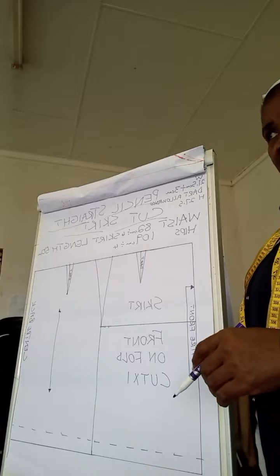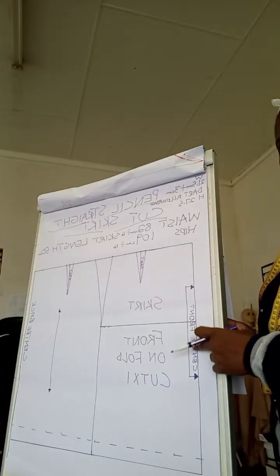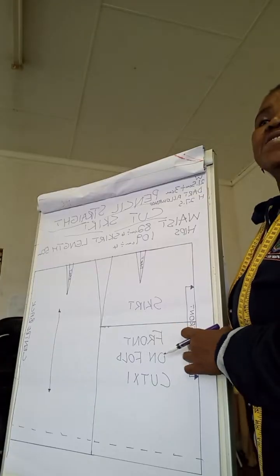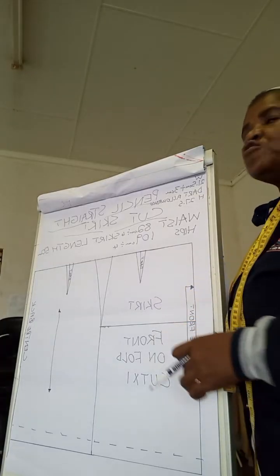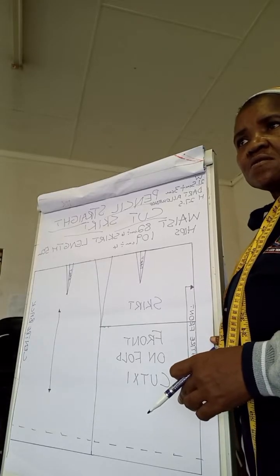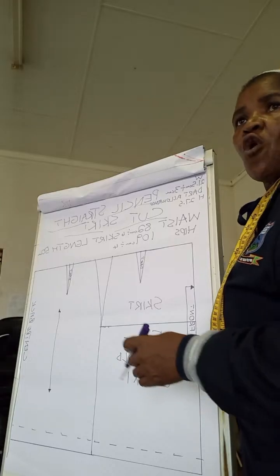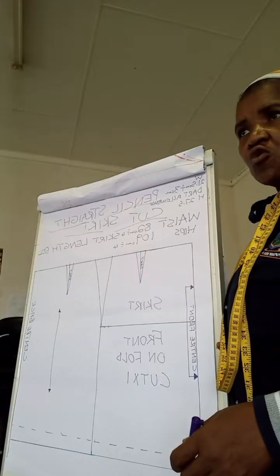On each side. Here, because your skirt's center front is on fold, you do not add any seam allowance. Are we clear, guys? Anything that is on fold, you don't add seam allowance. Your seam allowances are going to be on the side seams, where you're going to be sewing your pattern together.